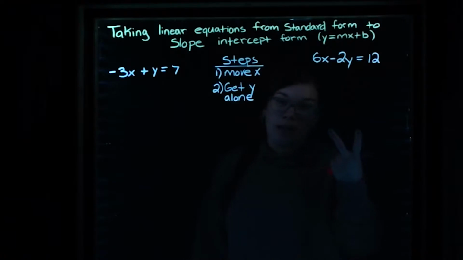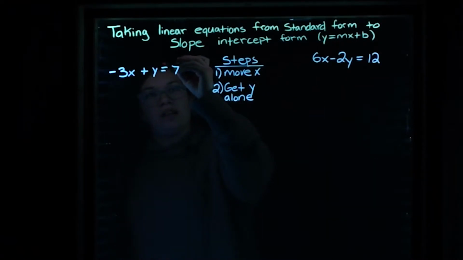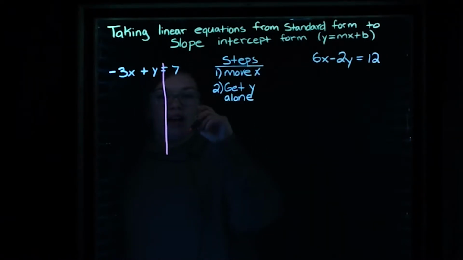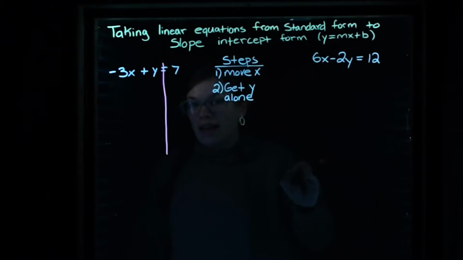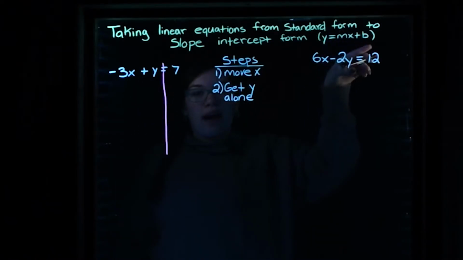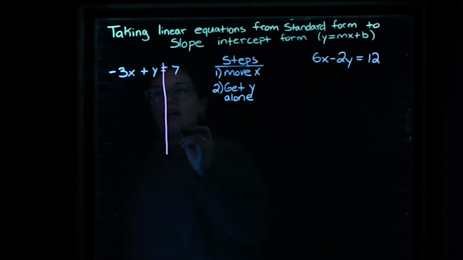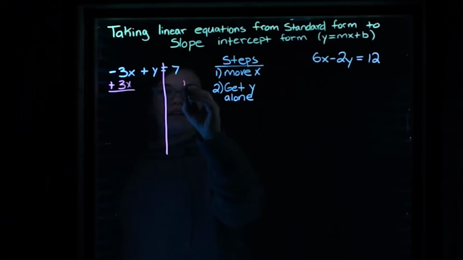We have about 2 steps to do. Before I even start, I like to draw a line down my equal sign so I can stay nice and organized. Now my first step is to move my x, because I want my x over on the opposite side of the equal sign from the y. In order to move anything from one side to the other, we have to do the opposite. So since this is a -3, I'm going to add 3. Whatever I do on this side, I need to do on this side.